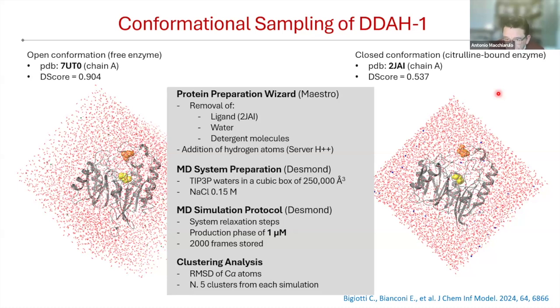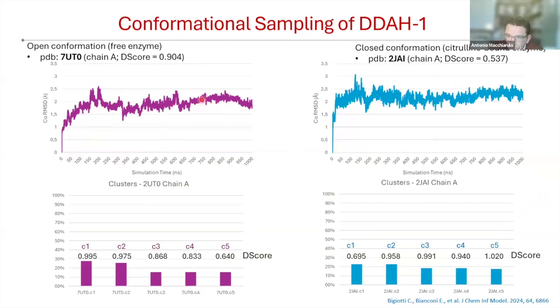From the trajectories that we produced, we ran a clustering analysis on the RMSD of carbon alpha atoms. From each of the two simulations, we generated 5 clusters and selected one representative conformation of the enzyme for each cluster. Here we can see how both simulations reached a plateau, indicating a good sampling of the conformational space of the protein.